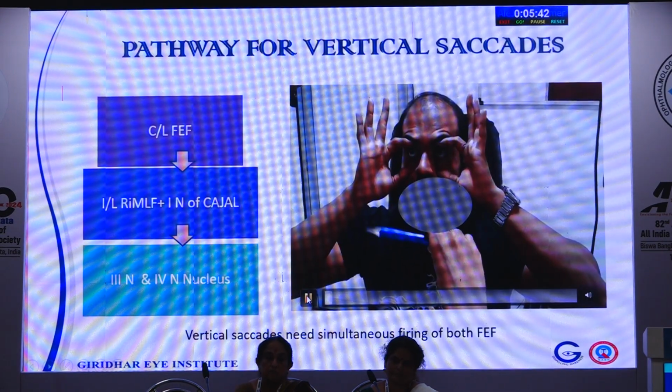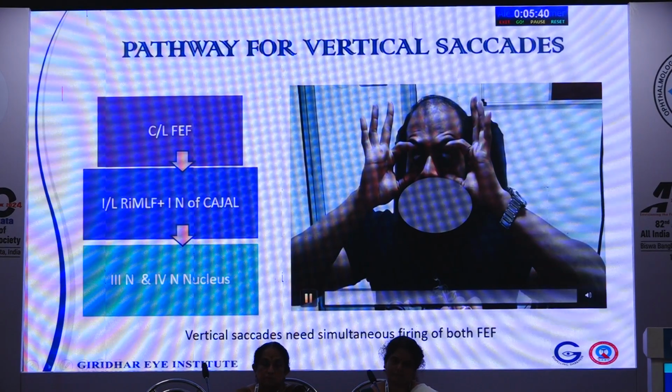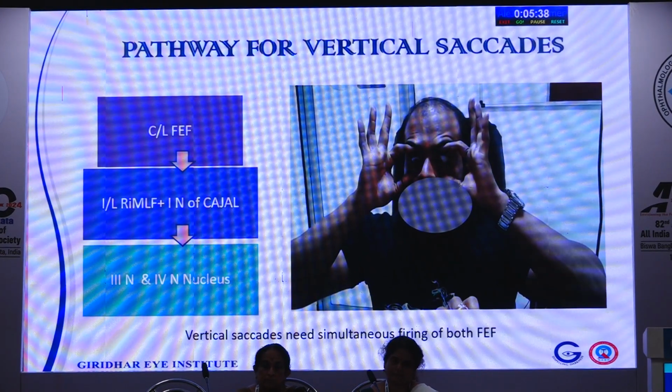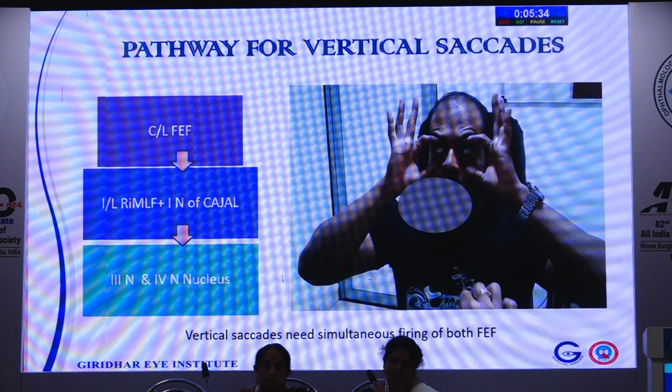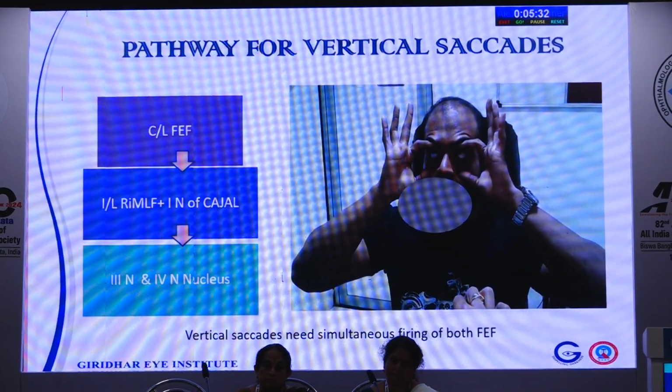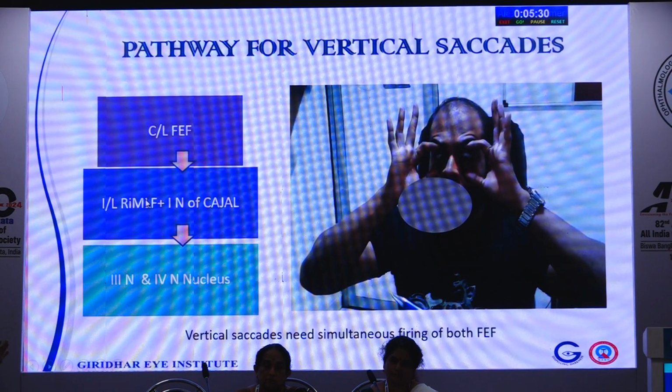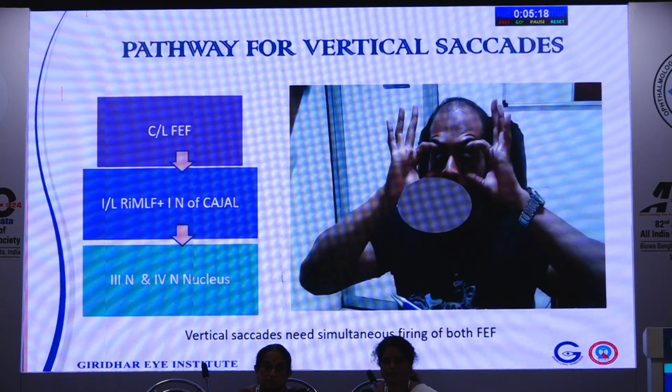To initiate vertical saccades, you need firing from both frontal eye fields, because saccades are generated from the frontal eye field. So both frontal eye fields fire, and the command goes to the midbrain here because it's a vertical gaze. So the rostral interstitial MLF, the nucleus of Cajal, and the neurons of the 3rd and 4th nerve nucleus act, because it's vertical eye movement, and you get a vertical eye movement.